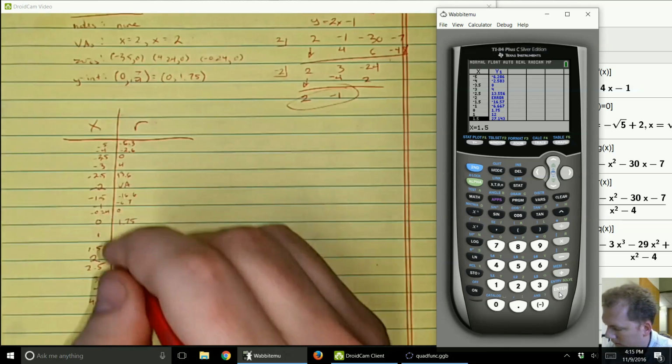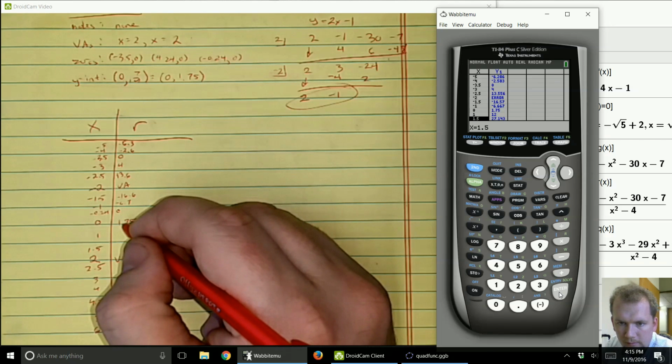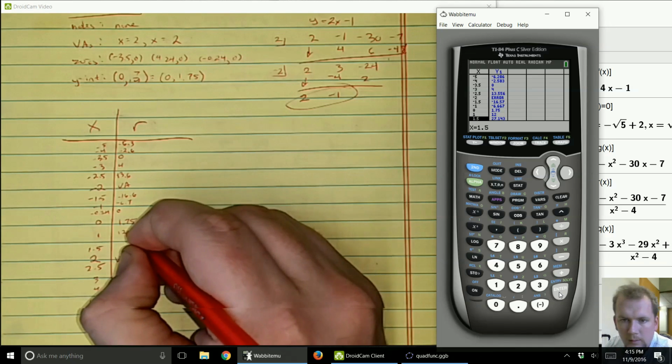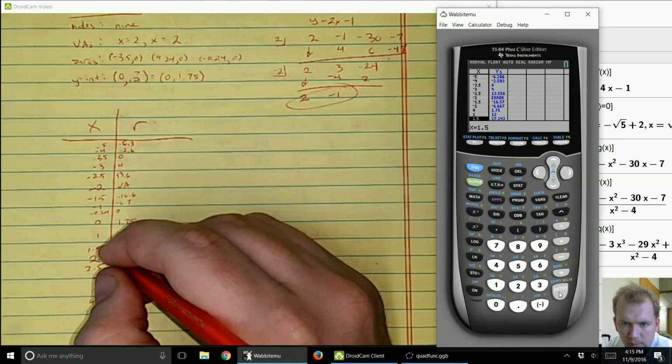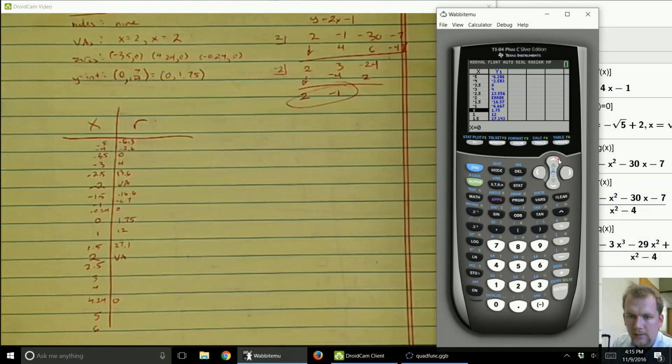Then I got a 0. So 0 gave me the right thing. 1 gives me 12. And 1.5 gives me 27.1. I guess I'll go up here again. So we left off at 1.5, 2, 2.5, and then 3, 4. Don't care, and then 5, 6.